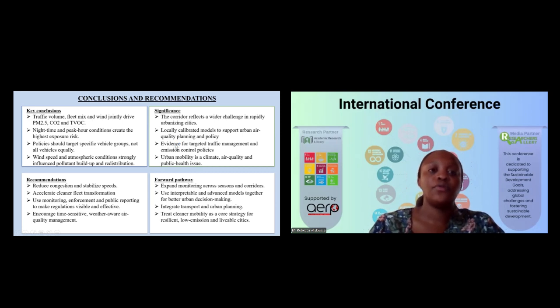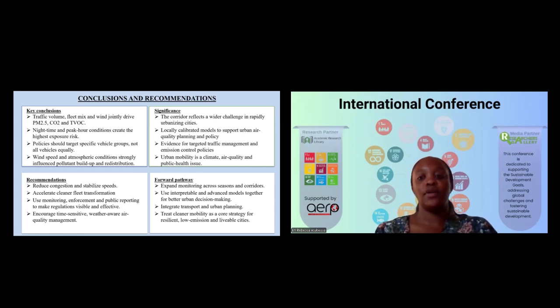The way forward from this would be to encourage expansion of monitoring of air quality across different seasons and corridors, use of more interpretable and advanced models together for better urban decision making, integration of transport and urban planning, and treating cleaner mobility as a core strategy for resilient, low emission, and livable cities.